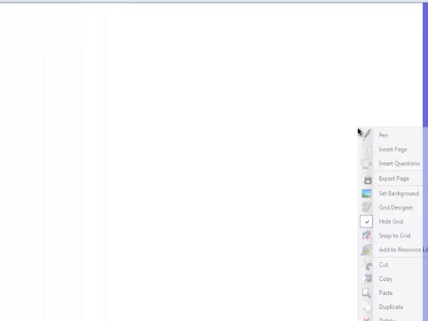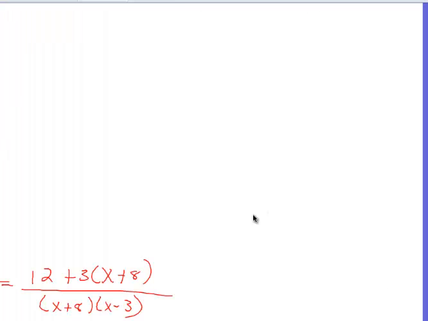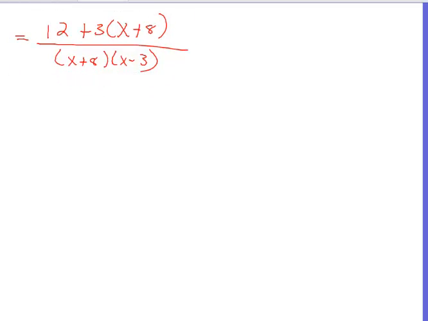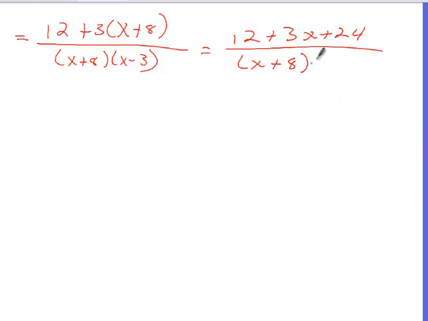So get rid of parentheses on top. So that means I'm going to distribute the 3. The bottom I always want to keep factored. That's supposed to be an 8. Let's try that again. There we go.